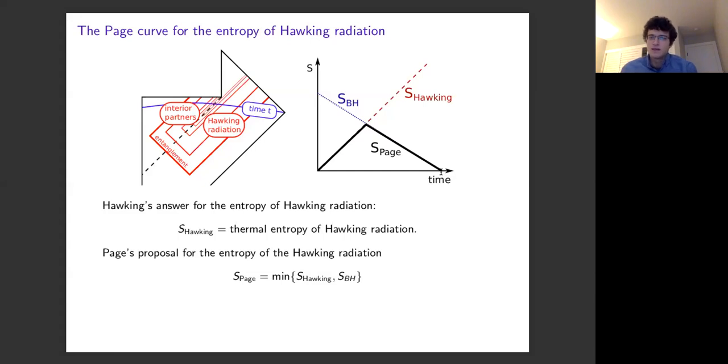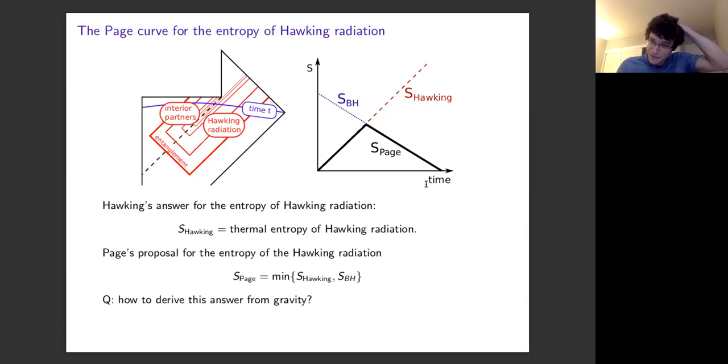Okay, so this is what the entropy of an evaporating black hole is supposed to look like, rather, the entropy of the Hawking radiation of an evaporating black hole. And well, we've known for quite a while, since Page's work, that this is what the answer is supposed to look like, but we haven't known how to derive it from gravity.